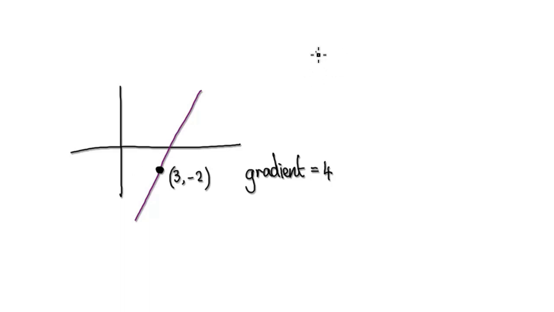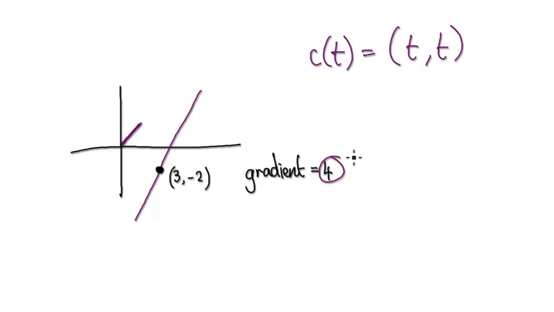Start out with this: (t, t). (t, t) would give you a straight line of gradient 1. After 1 second, we would have moved 1 across and then 1 up. So start out with this, but you want the gradient of 4. So make the change here. This will be 4t.